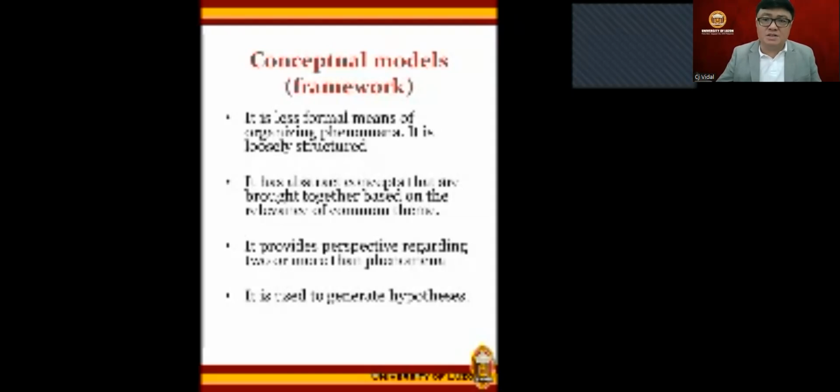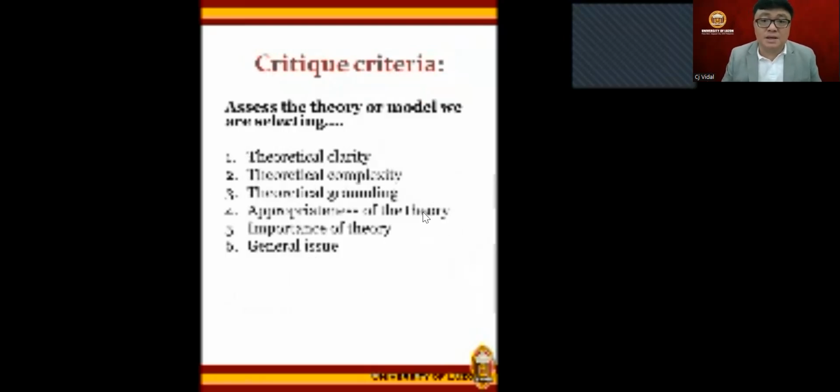So, if there are no theories available to support or back you up in your study, you may settle for academic concepts. It also provides perspective regarding two or more phenomena, so it is used to generate hypotheses. And one way of assessing whether the theory or model is effective and relevant is on the basis of the following criteria.